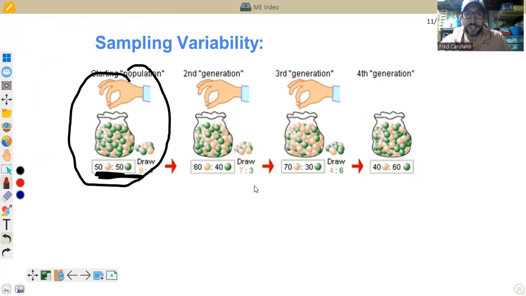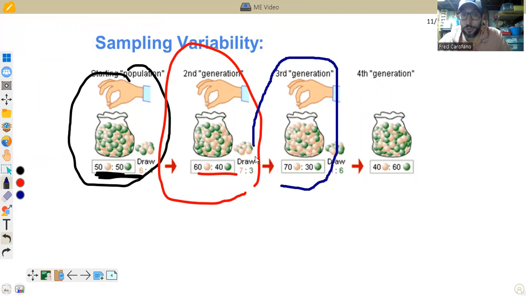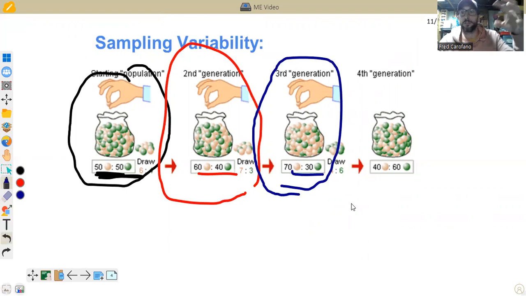When I take out my next handful of marbles, I don't expect it to be the exact same as the first. I don't expect it to be exactly 5 and 5 again. Maybe this time I get 6 yellow, 4 green. And then same thing, when I take another random sample, another handful of marbles, I don't expect it to be the same as the first or second, right? I get 7 yellow, 3 green. That doesn't surprise me. The idea that the handful looks different every time, that's sampling variability, and that's not surprising.